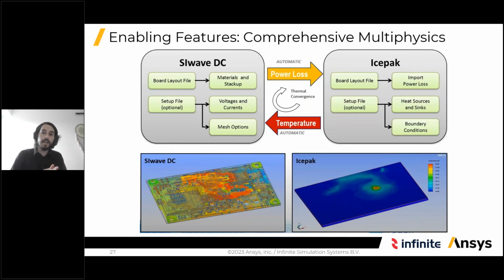IcePack will then use this data to finally calculate temperatures and then sends back temperature maps to SI Wave. These temperatures, of course, will modify the power losses of the board, and then the power losses are sent back to IcePack. So we have this loop between the two softwares in order to finely tune everything and be exact and accurate about our predictions. In this loop, we can have a specified convergence criteria that once is satisfied, then this means that we have our solution.